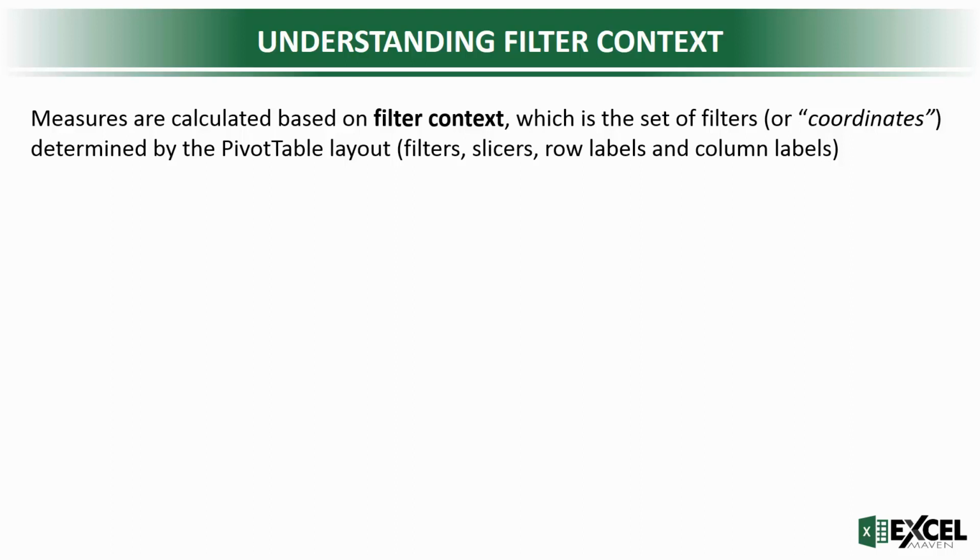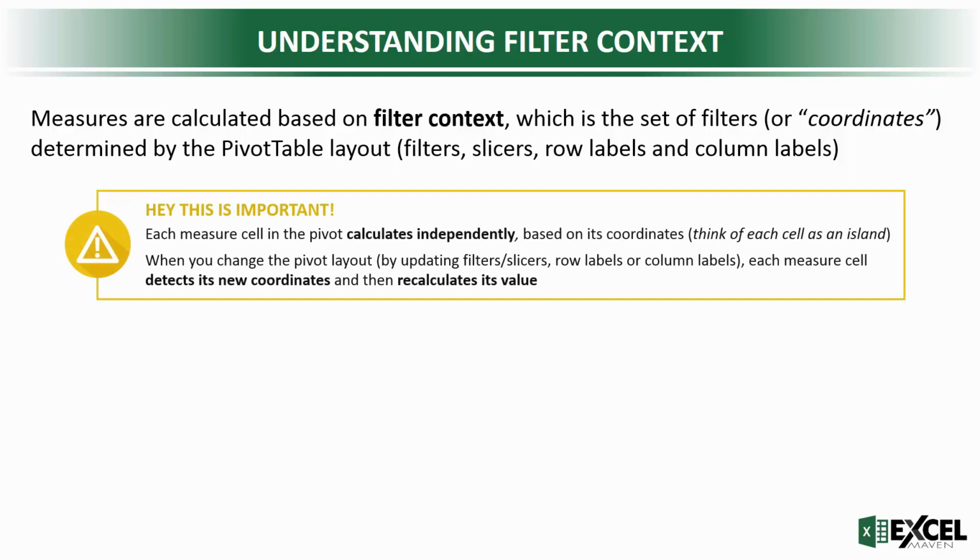But what we need to understand about Power Pivot is that each measure cell within the pivot table calculates independently, and it calculates based on its coordinates. So think of each cell in a pivot table as its own little island. It doesn't know the value in the cell above it or next to it or beneath it. Even the grand total rows are islands. And so when you make any sort of change to a pivot table layout, maybe you change the value in a filter, you drag your row labels from column labels, you pull a set of row labels out, anything that changes the view forces every cell in the pivot to detect its brand new coordinates and then recalculate its value.